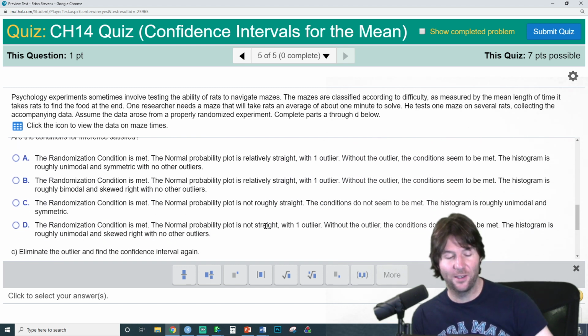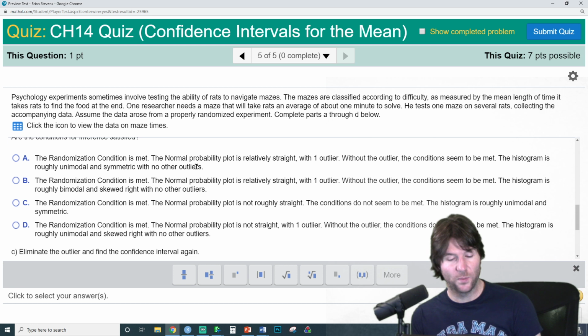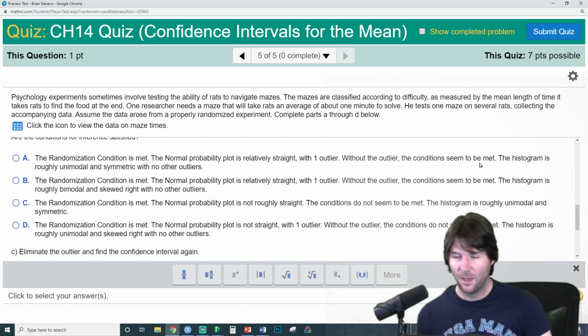Are all the conditions met? Here's where the fun happens. We do have an outlier in here, so we're going to have to remove that outlier. So we got to look. This one mentions outlier. The only one that doesn't is this. You're eliminated. So the randomization condition is met. The normal probability plot is relatively straight with one outlier. They should seem to be met.